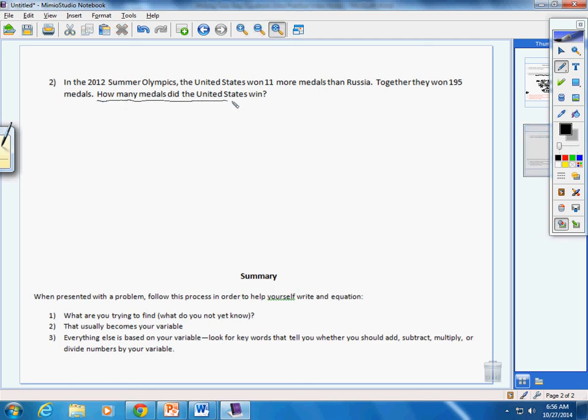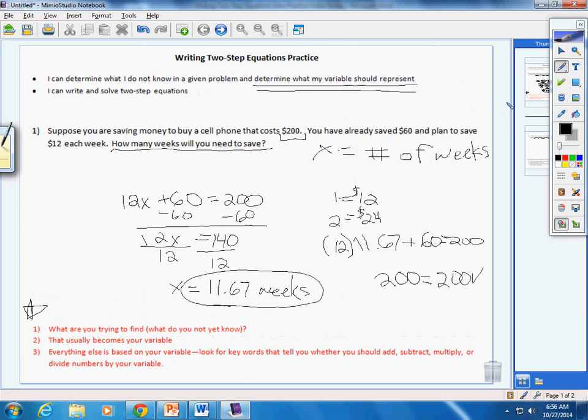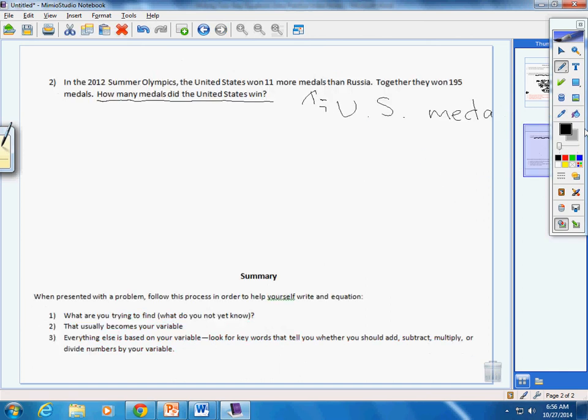What are we looking for? What do we not know? Is how many medals the US won. So choose whatever variable you want. I'm just going to choose x. And there you go. X is going to equal US medals. Oops, sorry about that. Wow, my writing is just poor. Let's do this. X equals US medals. Okay.